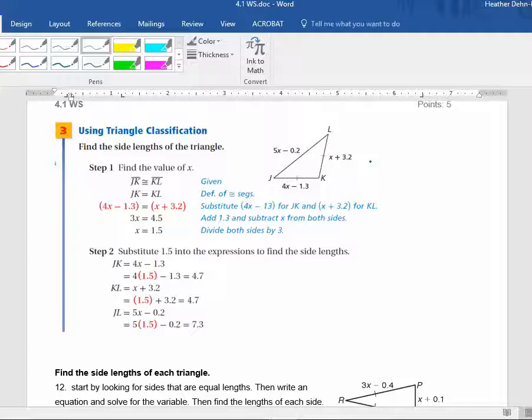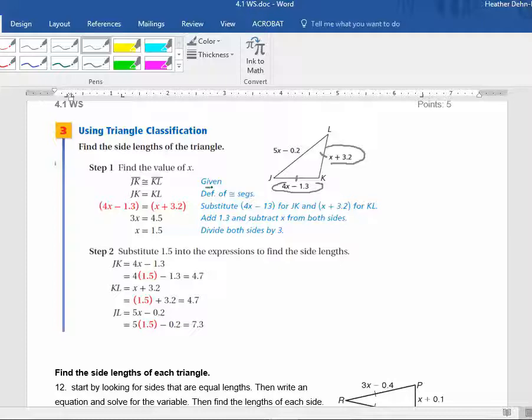The first one says, find the side lengths of the triangle. Well, JK is marked 4x minus 1.3, and it has 1 tick mark. And LK also has 1 tick mark and is written as x plus 3.2. These two sides are congruent to each other because they're marked with a tick mark, so we can set their expressions equal to each other.